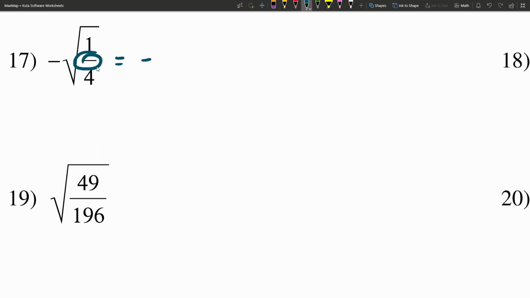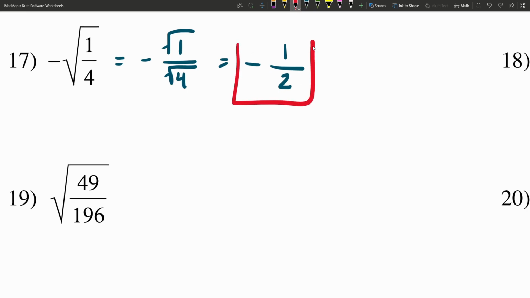So because we do indeed have division with that fraction bar, I'm going to split this up into negative square root of 1 over the square root of 4. So we have that negative out in front, so our solution is ultimately going to be negative. Now I just have to figure out what's the square root of 1? Well, that's 1 all over, what's the square root of 4? 2 times 2 equals 4, so the square root of 4 equals 2. So negative 1/2 is our solution in number 17.